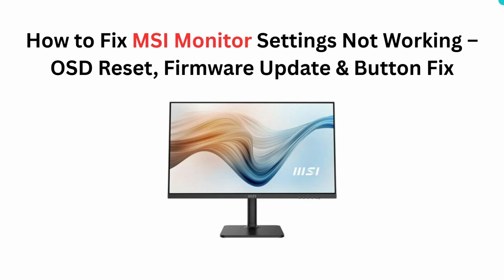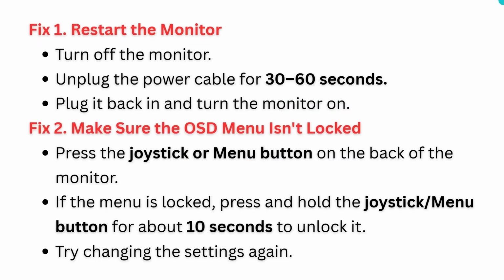So in today's tutorial, we will see how you can fix your MSI monitor settings not working. So here's a fix for your OSD reset, firmware update, and button. Fix 1. Restart the computer monitor. Turn off the monitor, unplug the power cable for around 30 to 60 seconds. Plug it back in and turn the monitor on.